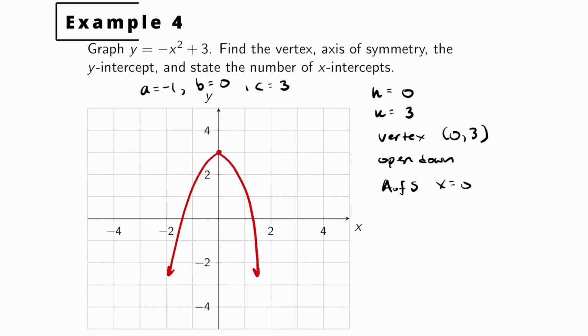And that's it for graphing parabolas in standard form. It's not drastically harder to graph them in standard form than it is in vertex form. It's mostly about remembering the formula. Remember that the x-coordinate of the vertex is negative b over 2a, and then to find the y-coordinate, you just plug that number into the equation and find the y value that corresponds to that x value.